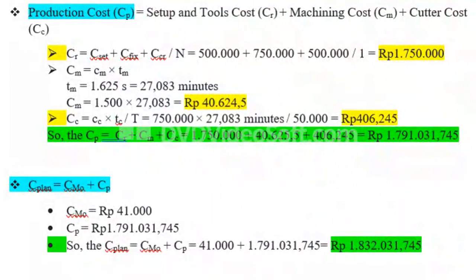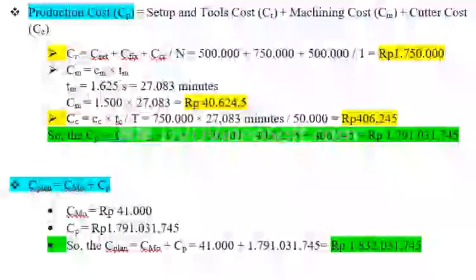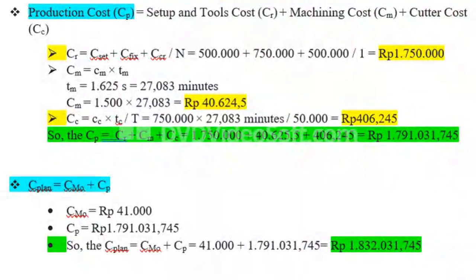Okay. We already have the data and we just add them all, and we got the result is 1,750,000. After that, we need to determine the machining cost. Machining cost comes from the cost for each minute of machining and the time. But first of all, we need to calculate the time from the data. We got 27 minutes.